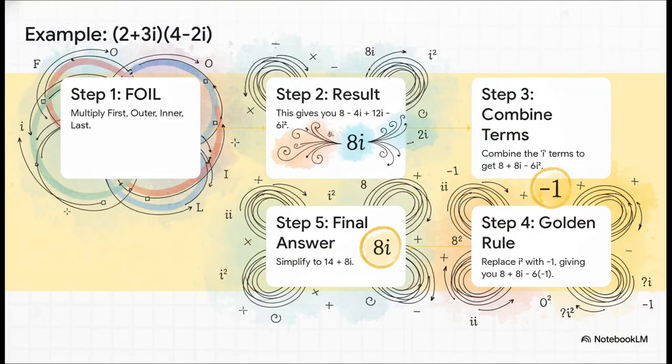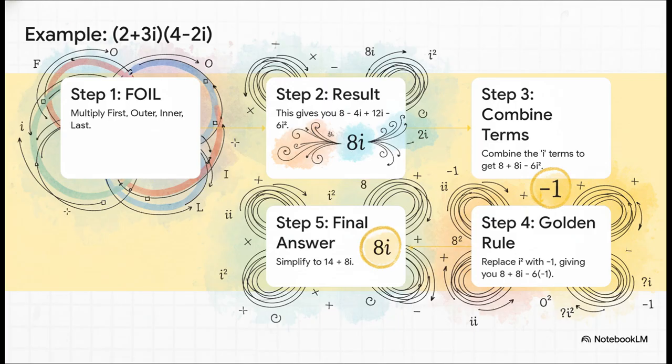Now let's try a full-on FOIL example. Remember FOIL? First, outer, inner, last. Multiplying that all out gives us 8 minus 4i plus 12i minus 6i squared. First things first, let's combine the like terms in the middle. -4i plus 12i gives us a positive 8i. And look what we have at the end, our old friend i squared. Time for the golden rule. We replace it with -1. That turns the -6 into a +6. And now just add that to the 8 we already have, and our final answer is 14 plus 8i.